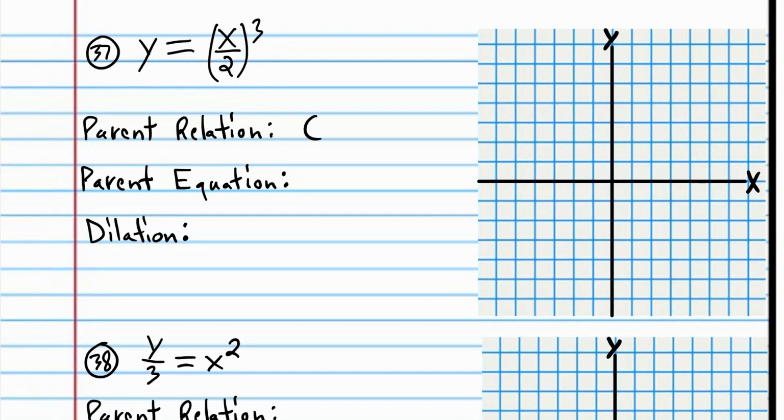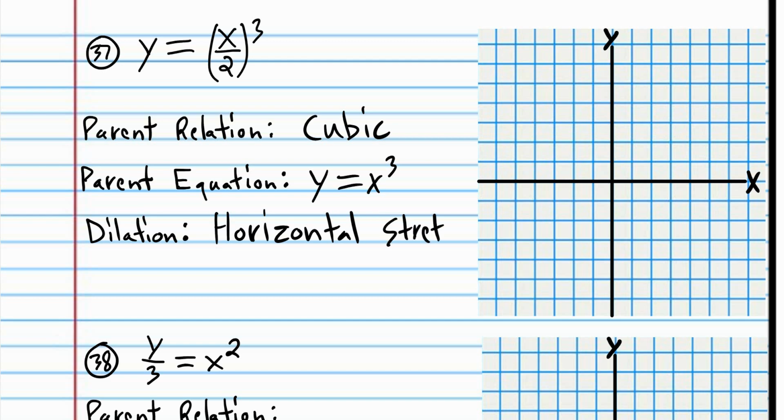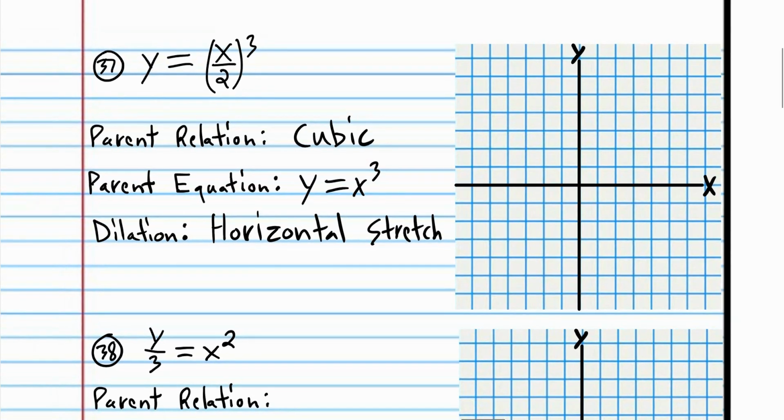So the parent relation is obviously the cubic relation because we have something cubed, and y equals x cubed is the parent equation. This is a horizontal dilation because we're dividing x. Whenever you do anything to x, it's a horizontal dilation, and it's a stretch because we're dividing x.